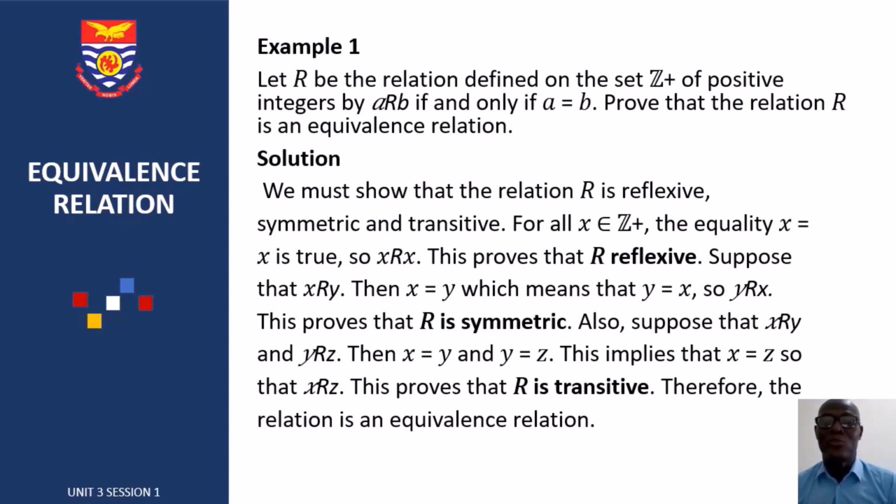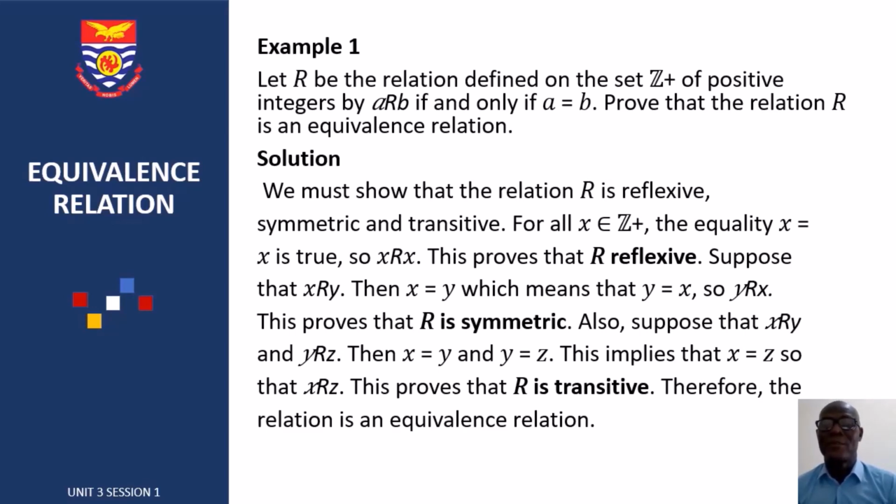Now, for the relation to be symmetric, x is related to y should imply y is related to x. If x is related to y, then by the relation given, x is equal to y, which means y is equal to x. The y is equal to x means that y is related to x.